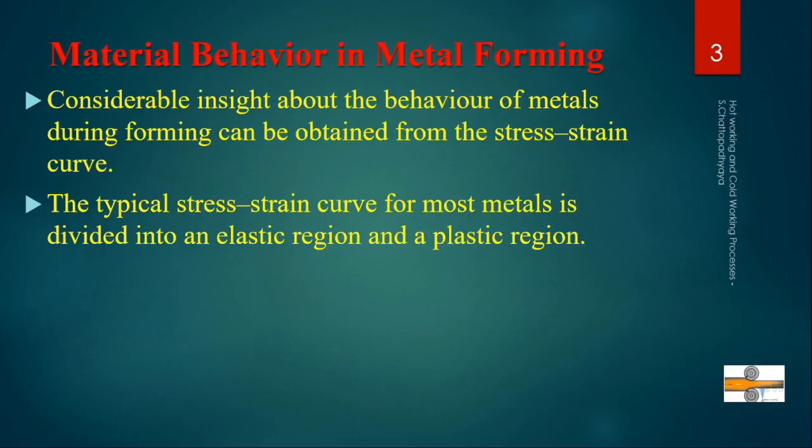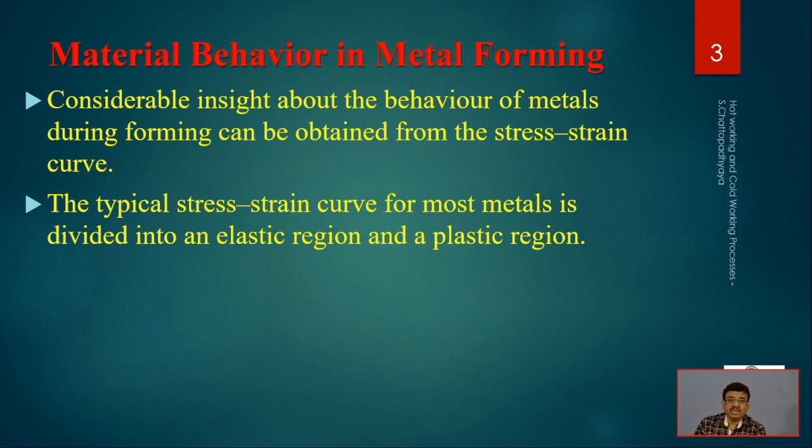Considerable insight about the behavior of metals during forming can be obtained from the stress-strain curve. It is the backbone, it is the Bible. So one has to find out the stress-strain curve of the concerned workpiece material, and its behavior pattern. A typical stress-strain curve for most metals is divided into two very important subdivisions: one is elastic, another is plastic. Elastic is easy, that means it will come back to its original. When stress is applied, strain, that is dimensional change, will take place. If it is in the elastic region, it will come back to its original shape. If it is in the plastic region, it will not come back.